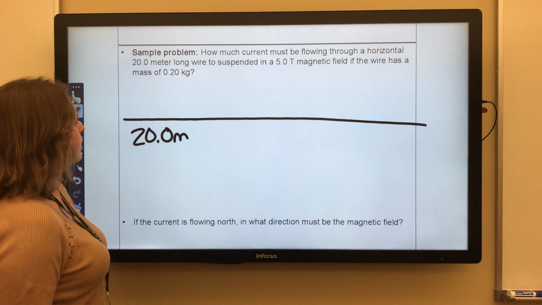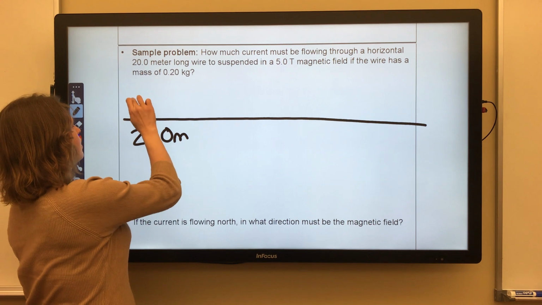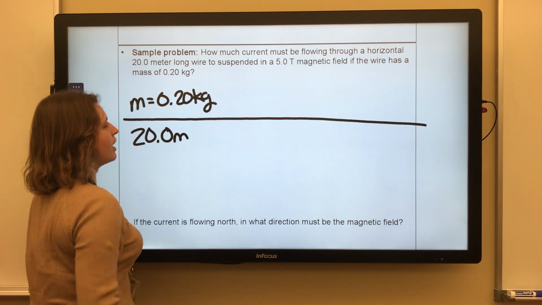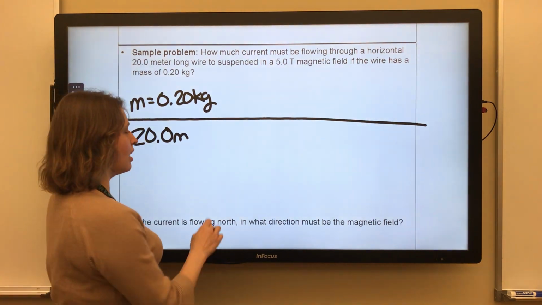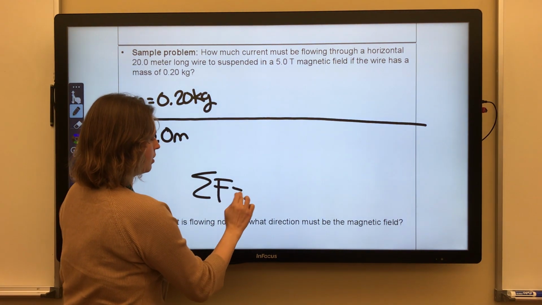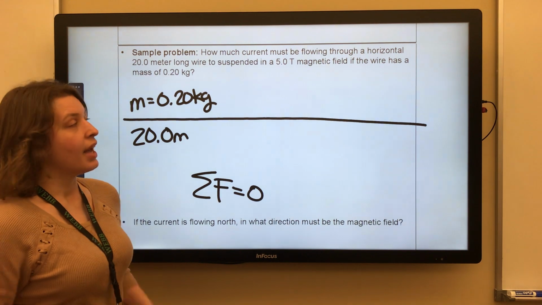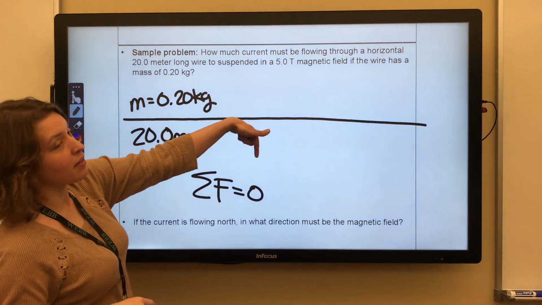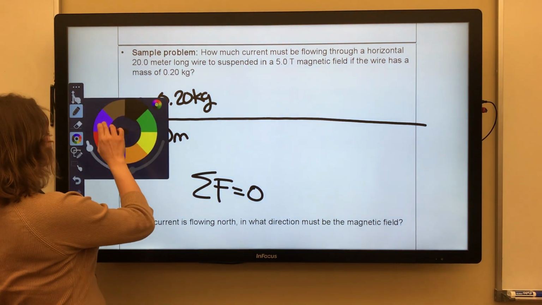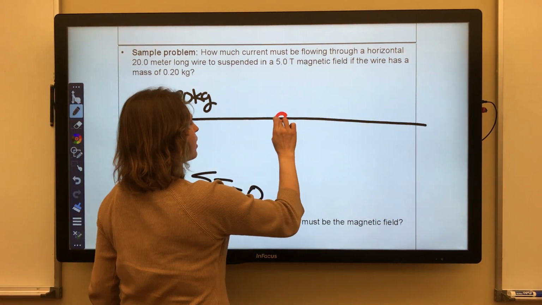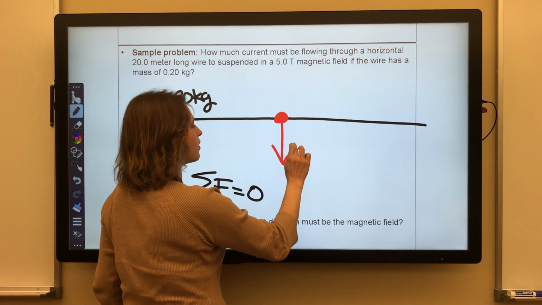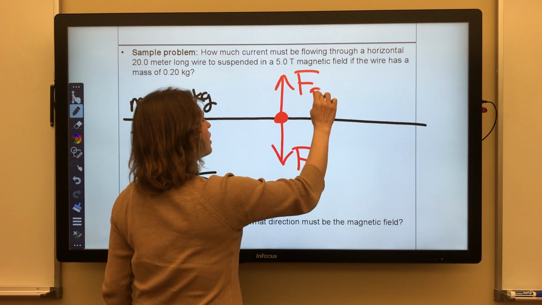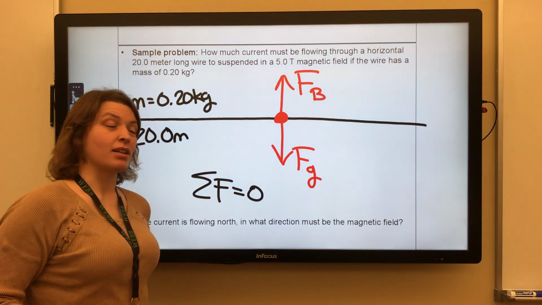But what I do know is that it has a mass of 0.20 kilograms. And if it's suspended, that means that the net force on it equals 0. And if its net force equals 0, then there must be something balancing the gravitational pull downward. And that's going to be our magnetic force. If I think about the forces acting on this, I've got the force of gravity downward, and I've got the magnetic force balancing that, so it must be directed upward.